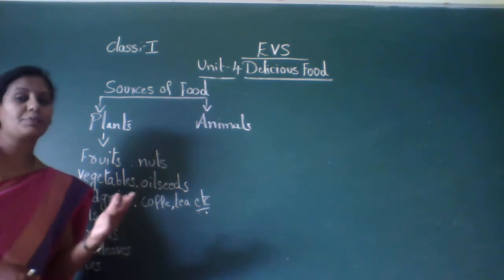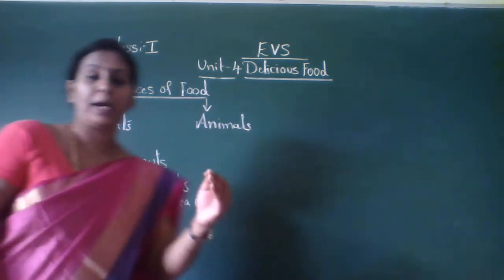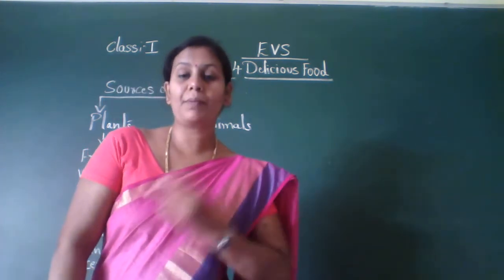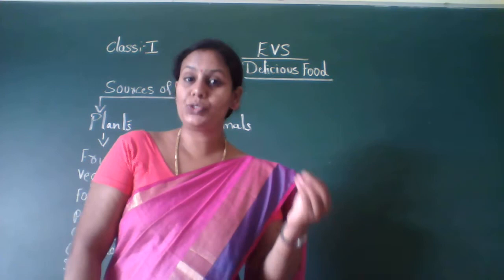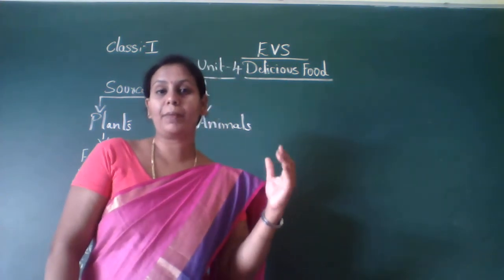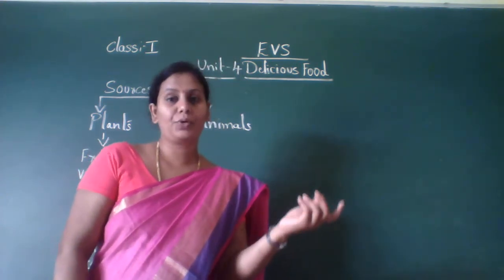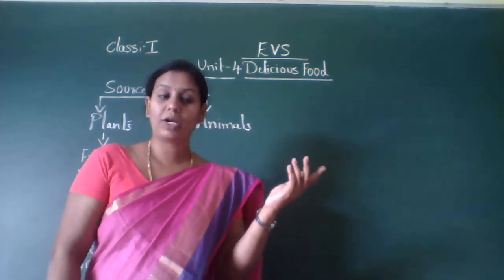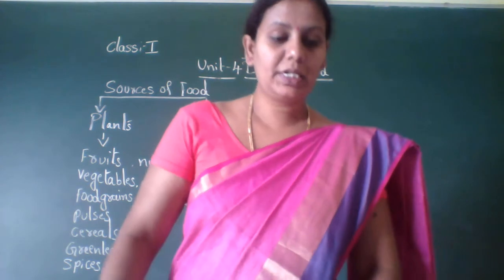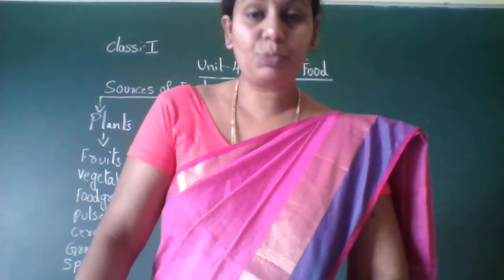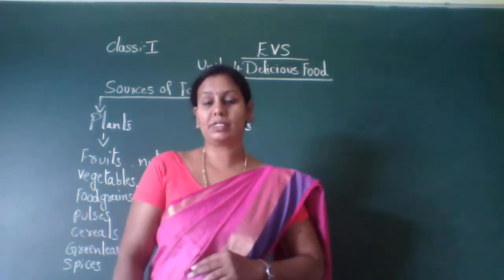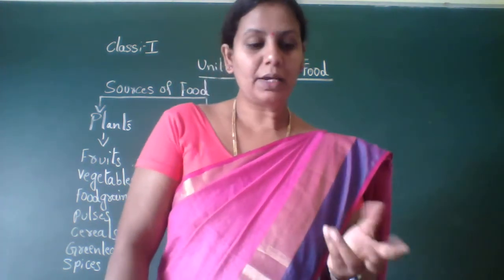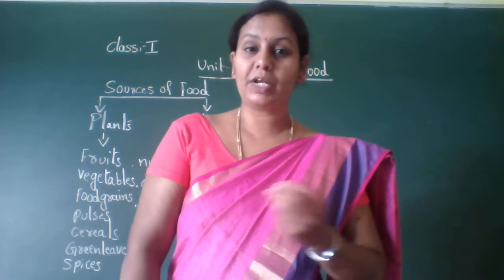So what are the food items we get from root? I already told you, root part: carrot, beetroot, radish. Then stem: potato, ginger, sugarcane. From the stem part of the plant we get ginger, potato, sugarcane. Then leaf. Leaf means, what I told you, cabbage, isn't it? So from the leaf part we get cabbage, spinach, and some green leaves. Spinach means palak.